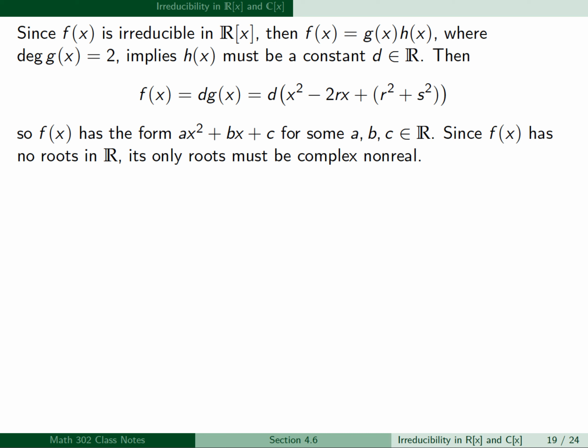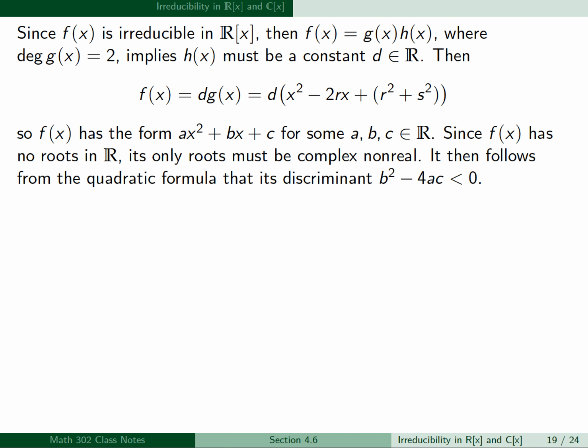Now, since f(x) has no roots in R, its only roots must be complex and non-real. It then follows from the quadratic formula that its discriminant, b² − 4ac, is negative.